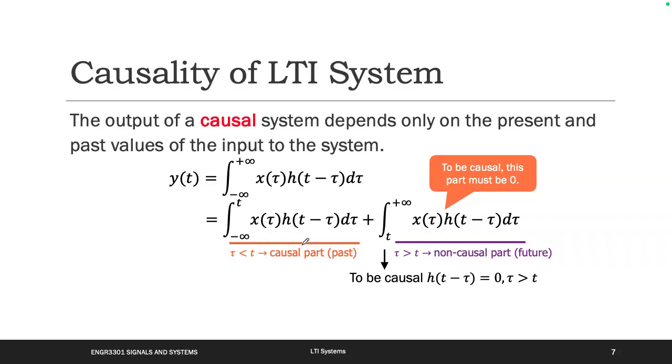If this part is 0, which means t minus tau, if tau is greater than t, this part is 0, then it will be correct. That makes sense to you? Yeah, this is just the condition. And then we can change this one to this one. Do you know why? Do you know how?